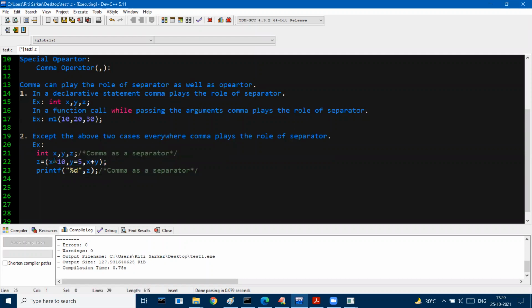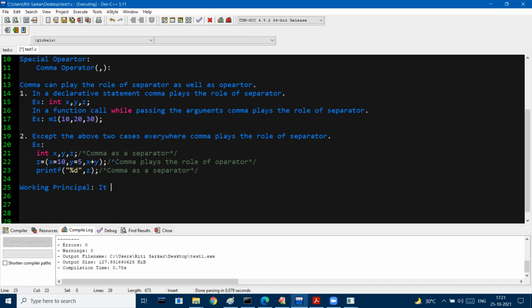Now tell me, is it a declarative statement? Are you declaring anything here? No. Is it a function call? No. So what does it mean? Here comma plays the role of operator. Then what is the working principle of the comma operator?